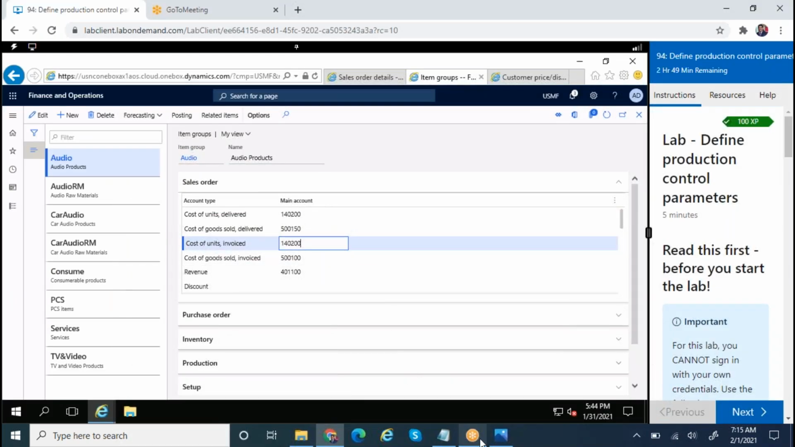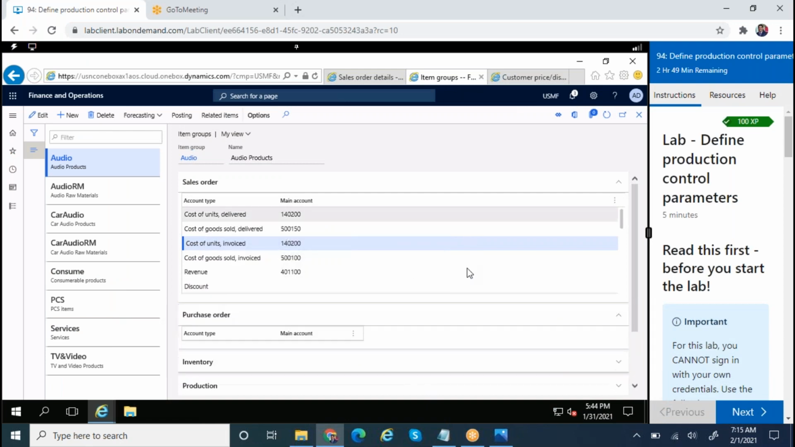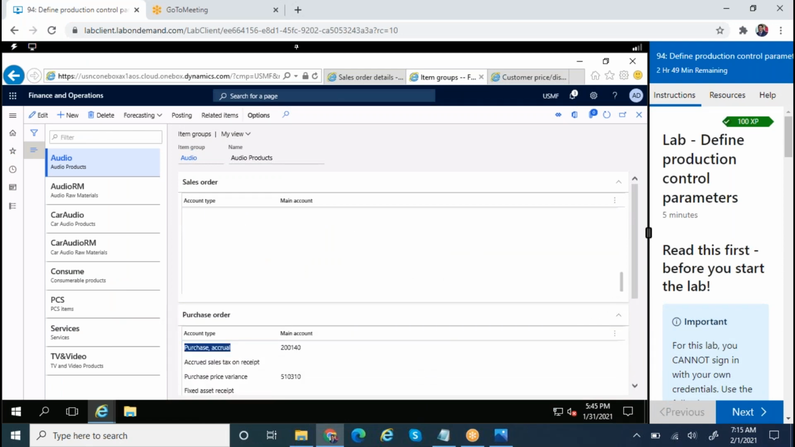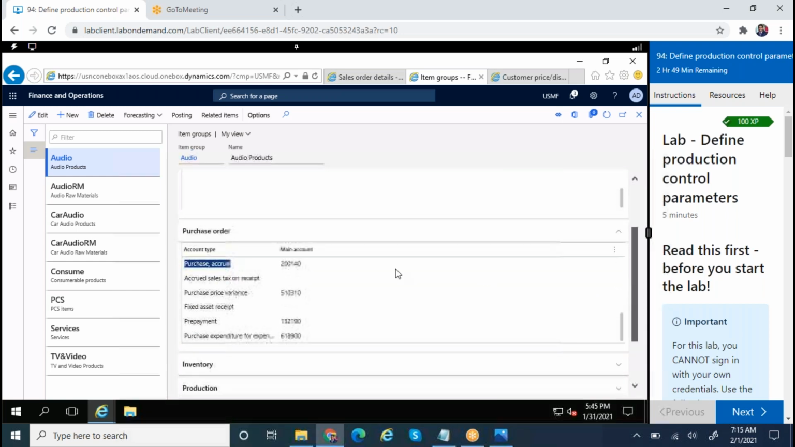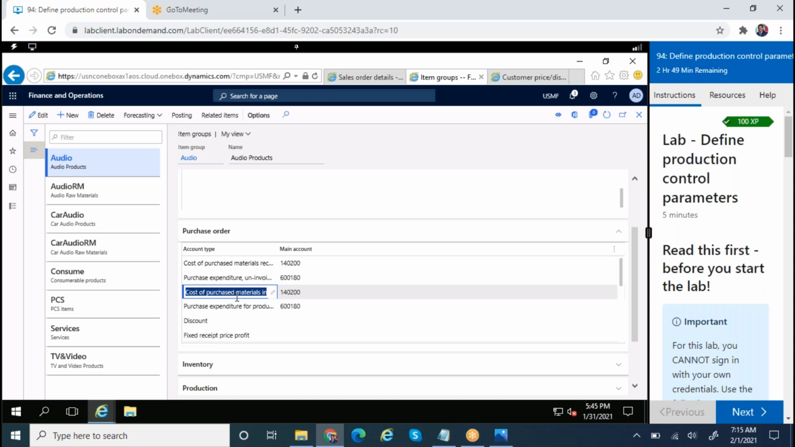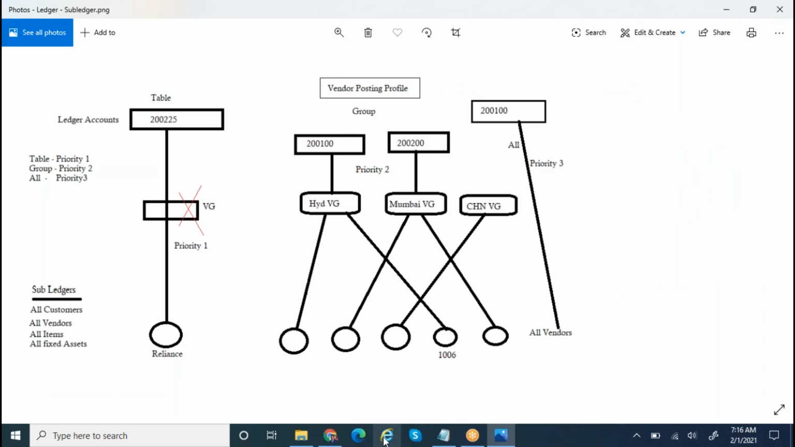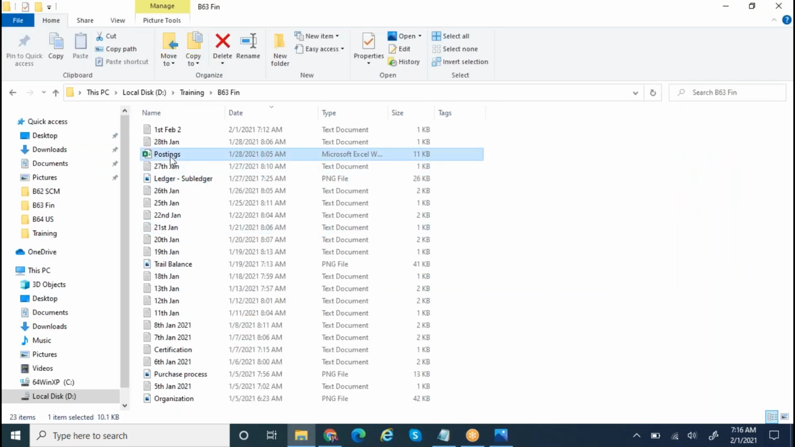Okay. In the same manner, if it is a purchase order, you will find this account here. This one, cost of purchased material invoice account. Let me expand this one a little. Cost of purchased material, vendor account credit and purchase expenditure for product. Okay. On top of that, I have explained this one also.